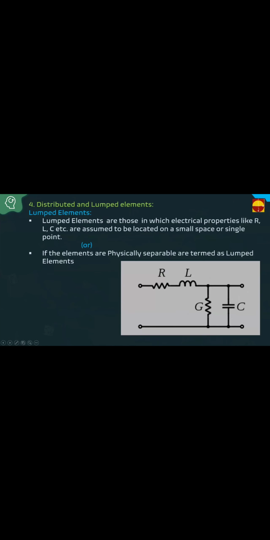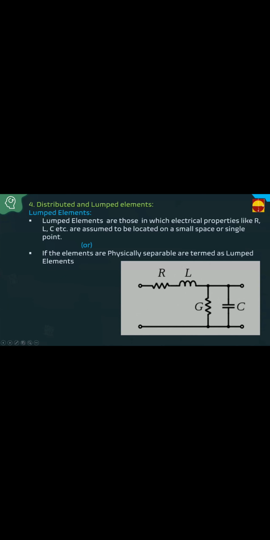Distributed and lumped elements. When is a particular element said to be a distributed element, and when is it said to be a lumped element? Lumped elements are those in which electrical properties like R, L, C, etc. are assumed to be located in a small space or at a single point. That means you have to identify: this is the resistance, this is the inductance, this is the capacitance, this is the conductance. Then you can say that element is a lumped element.